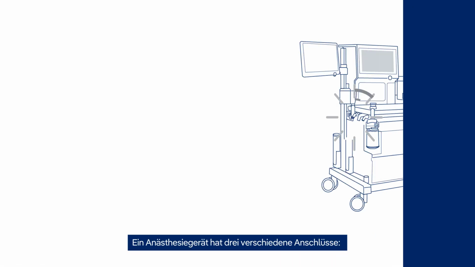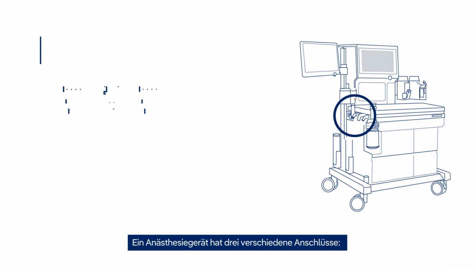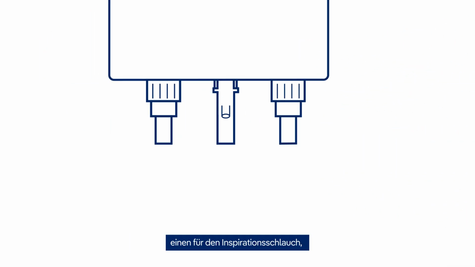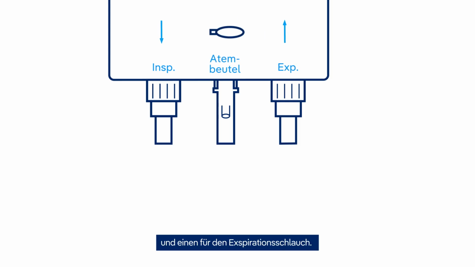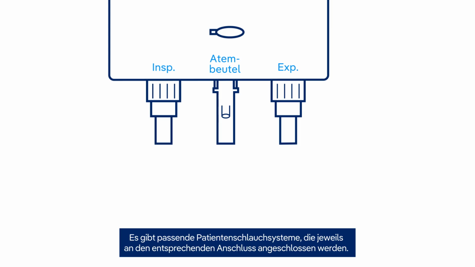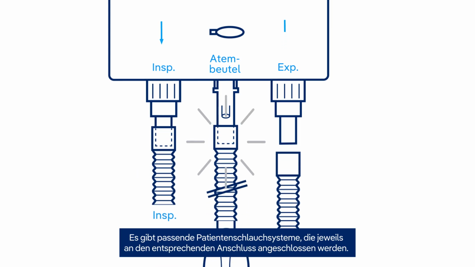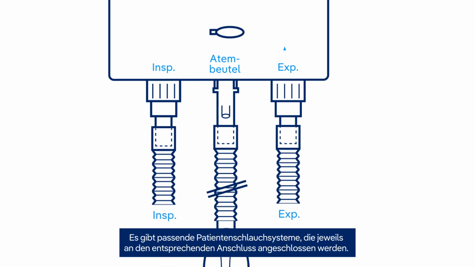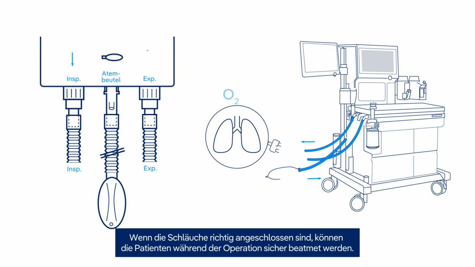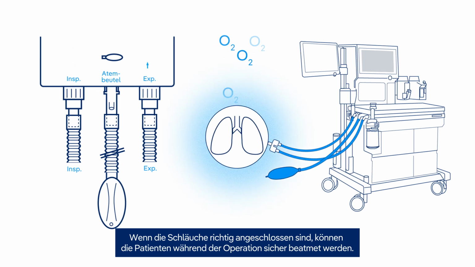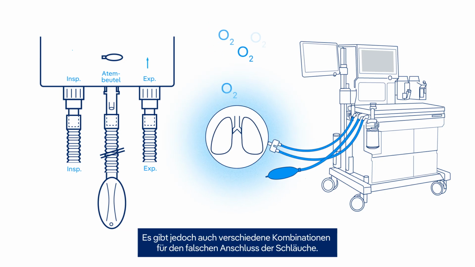An anesthesia machine has 3 different connections. One for the inspiration hose, one for the breathing bag, and one for the expiration hose. There are matching patient hose systems that are connected according to the ports. If the hoses are connected correctly, patients can be ventilated safely during surgery. However, there are also different combinations of connecting the hoses incorrectly.